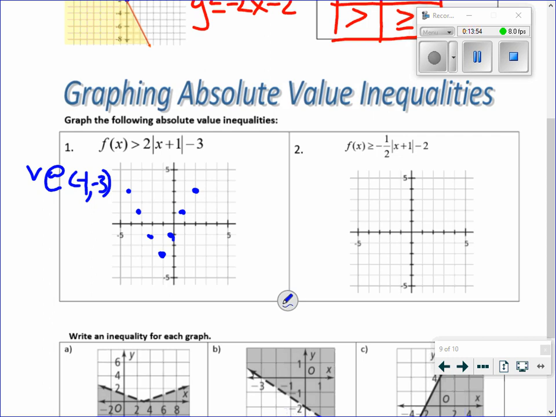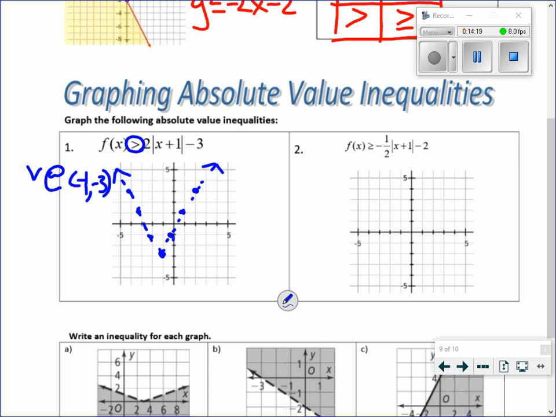Alright, so before I make my line, I'm going to pause and think for a second. What inequality are we dealing with here? Greater than. Okay, so what should a greater than line look like? Should it be dashed or solid? Dashed. Good. So I'm just going to dash my line all the way through.